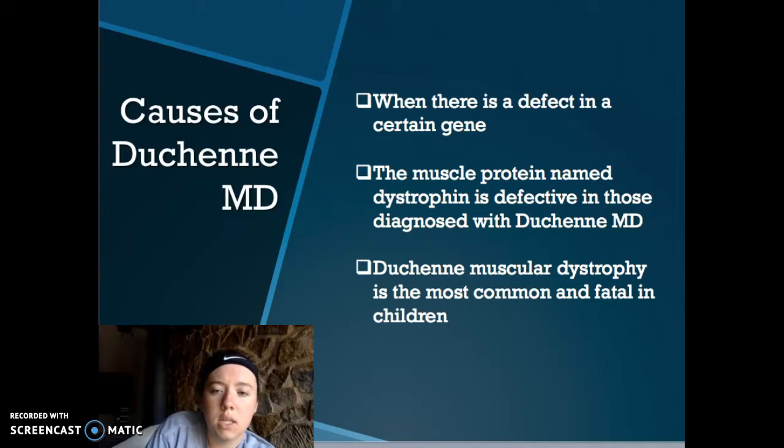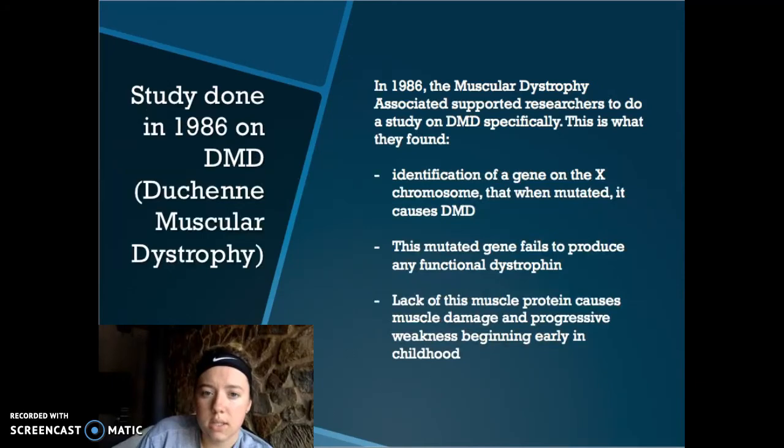So causes of Duchenne muscular dystrophy. So basically, DMD occurs when there is a defect in a certain gene. The muscle protein named, which I told you earlier, dystrophin, is defective in those diagnosed with Duchenne MD, and Duchenne muscular dystrophy is the most common and fatal in children. So that's basically what causes it.